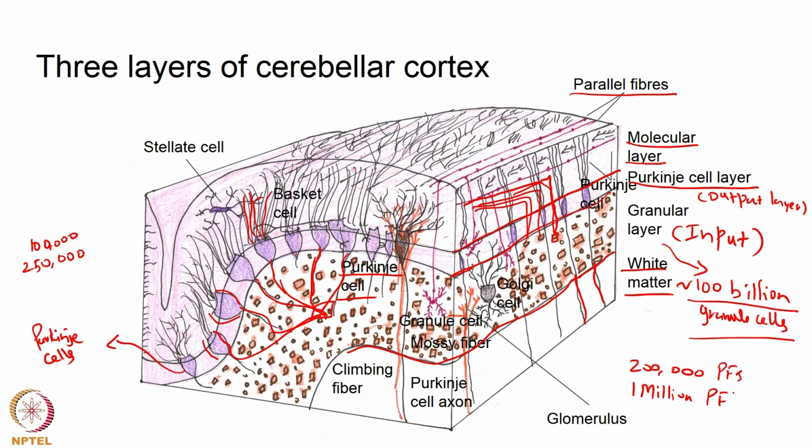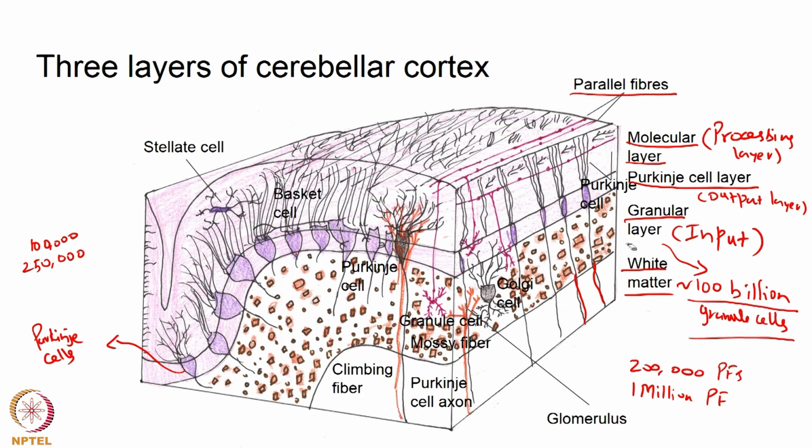It turns out that this interaction between the input layer, the granule cells, and the output layer, which arguably is the Purkinje cell layer, happens at the molecular layer. So, this is the major processing layer of the cerebellum. Let us remind ourselves one more time what is going on: the major inputs are received at the granule cell level, at the granule cell layer or the granular layer.